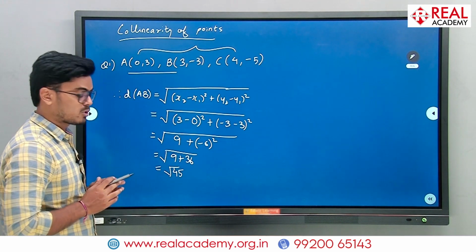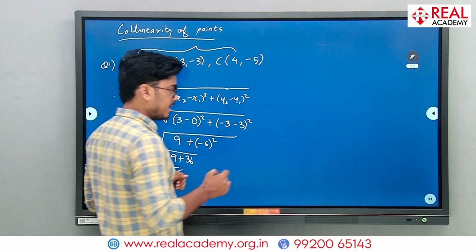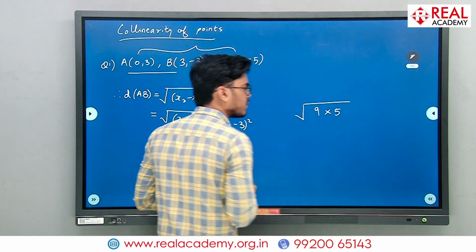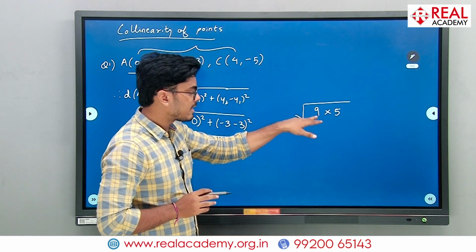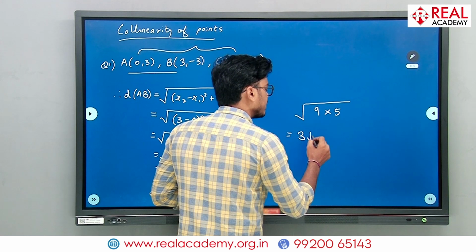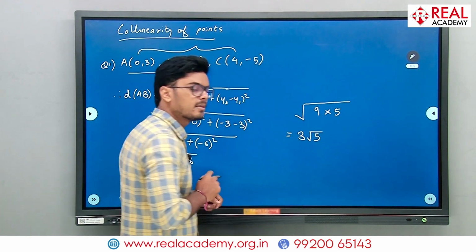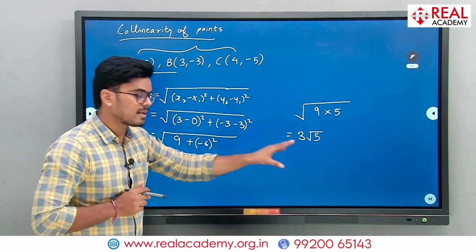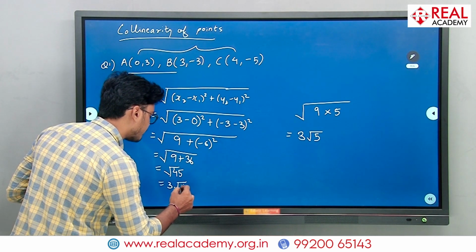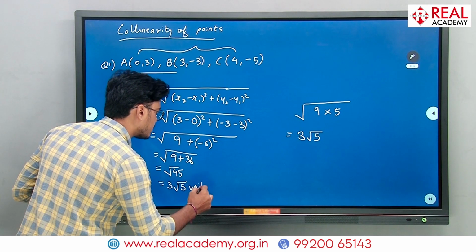Now square root of 45 can be simplified as 9 into 5. 45 is what? 9 into 5, right? And square root of 9 can be taken outside as 3 under root 5. The root of 9 is 3. So root 45 can be written as 3 root 5 units. So this is 3 root 5 units.